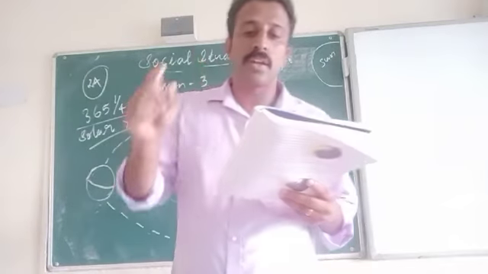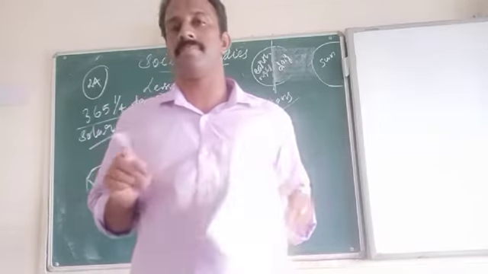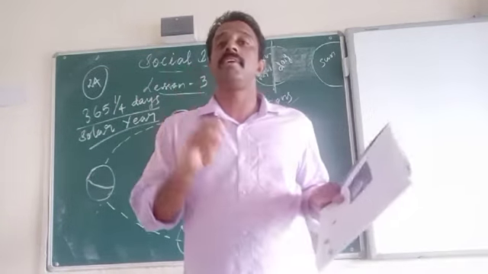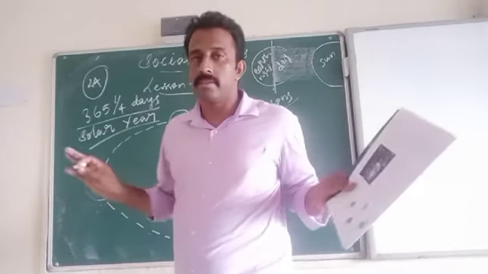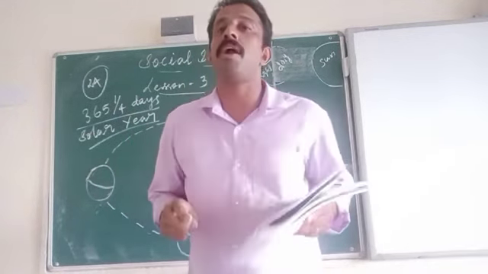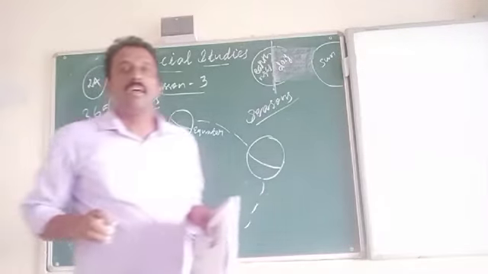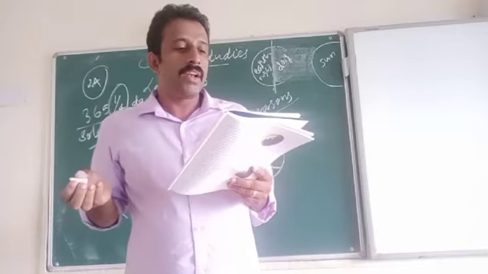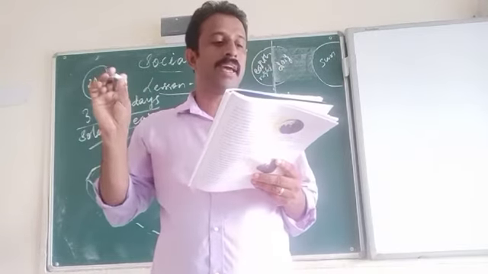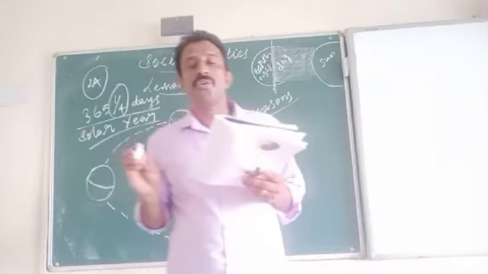This is called the solar year, but in our calendar a year has only 365 days. Why? We leave out the fraction 1/4. Then how will we add it? After 4 years, one complete day is added to the particular year, in the month of February, making it 29 days.